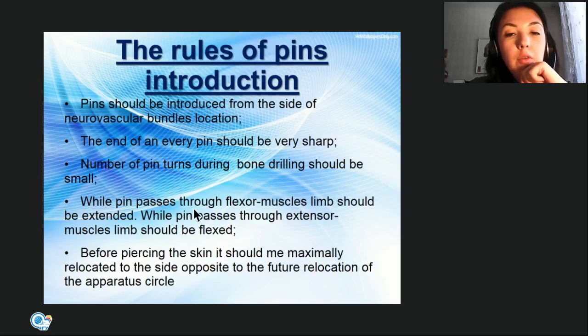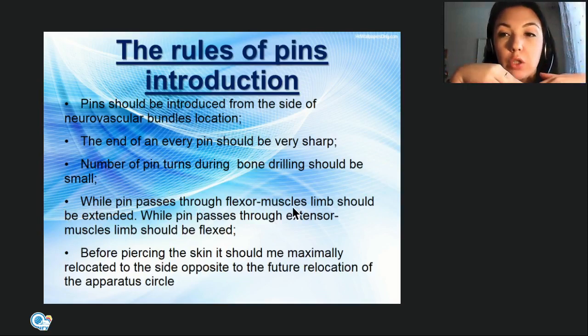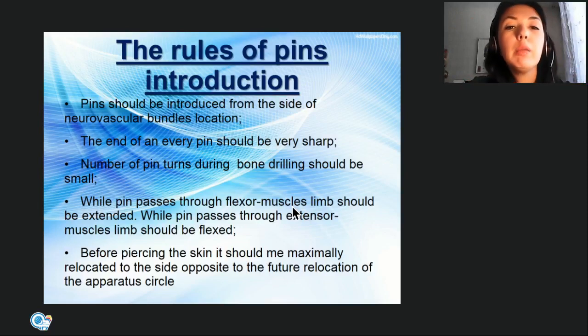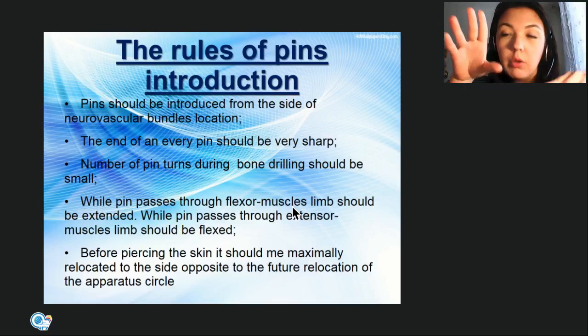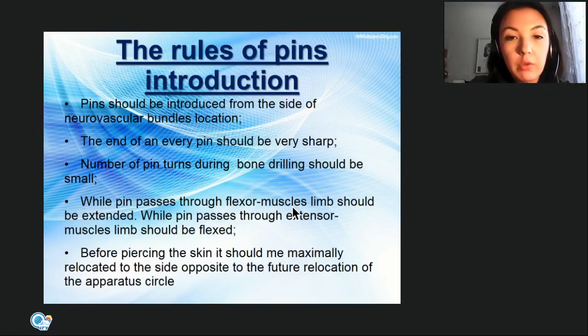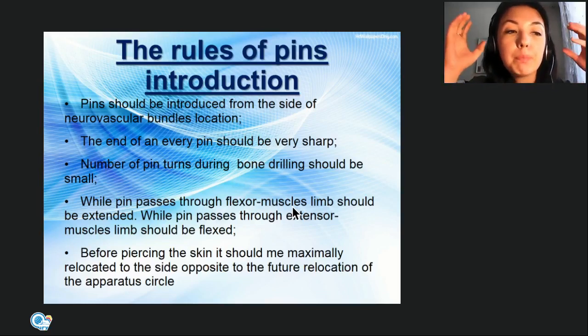While the pin passes through flexor muscles, the limb should be extended, because in a position of extension, flexor muscles are stretched. While the pin passes through extensor muscles, the limb should be flexed. Again, in a flexion position, extensor muscles are maximally stretched. If we pierce these muscles in such a maximally stretched position, then mobility of these muscles will be possible.